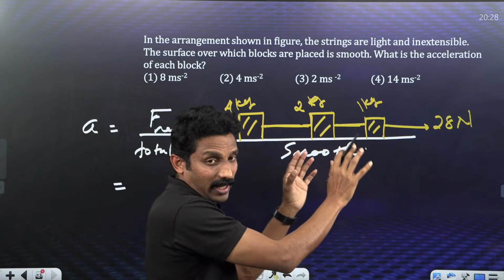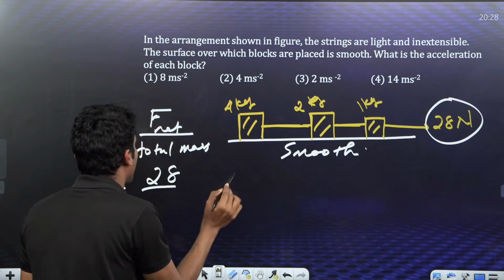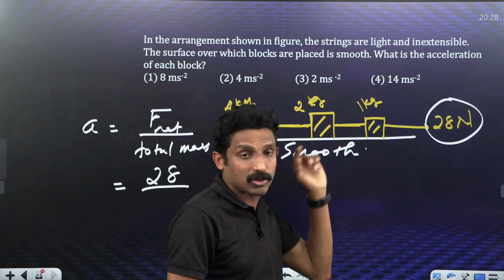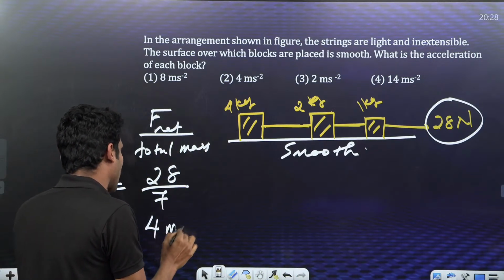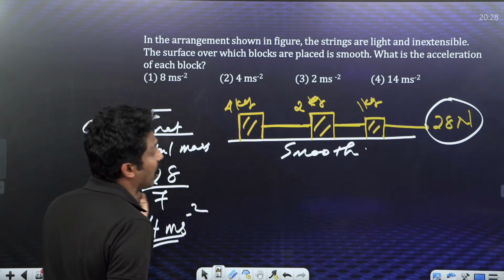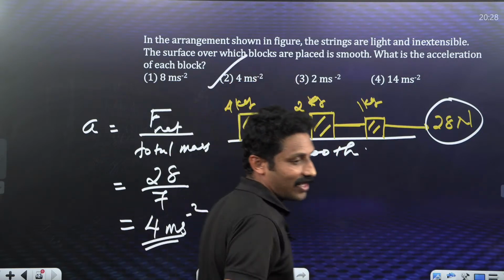What is the net force? The net external force is this 28. Net external force, 28, divided by total mass, 4 plus 2 plus 1, 7. So this is 4 meter per second square. This problem is also from the connected system problem. It is 4 meter per second square.